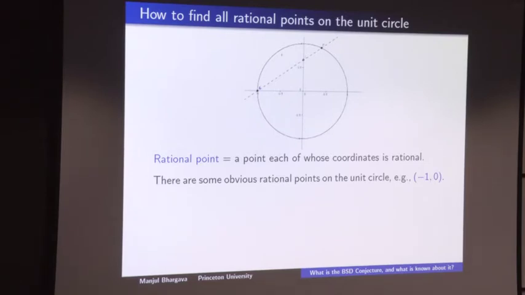For example, minus 1 comma 0. That's a rational point on the unit circle, and therefore it gives a solution to x squared plus y squared equals 1. There are some easy ones that we can easily find. How do we find all of them?